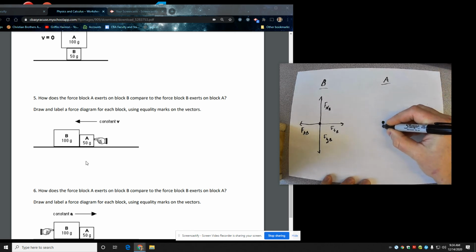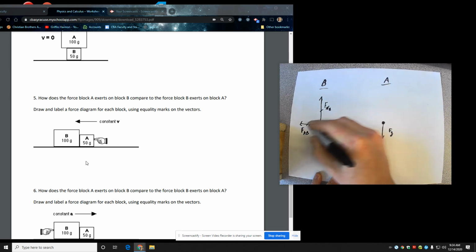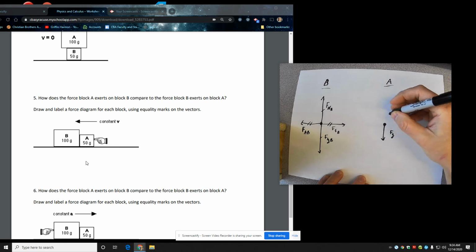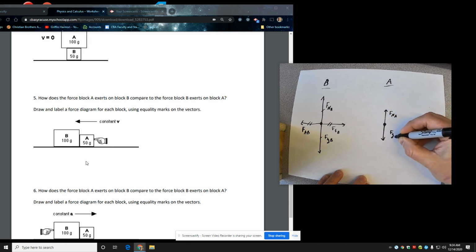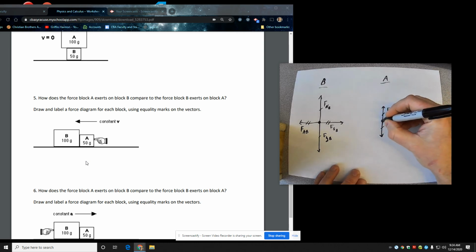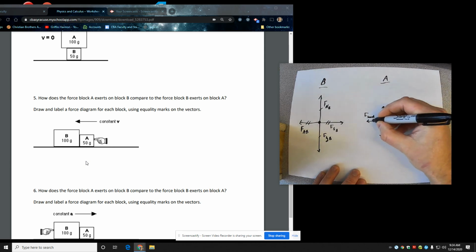FGA, I'm going to make proportional. So equality marks, you can make those if you want. These two have to be equal. Up and down have to be equal. I'm not a big stickler about those. If you draw the vectors the same length, then that should be good. So force of gravity on A, normal force acting on A, those have to balance each other out. Then I've got the hand pushing A. Hand on A, I suppose I should say.